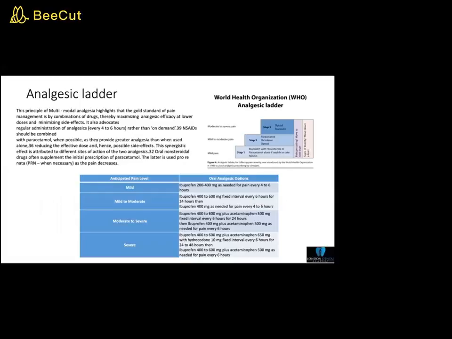So there's an analgesic ladder. If you look at the bottom, it goes on the anticipated pain level from mild to severe and gives you an indication of how much ibuprofen or paracetamol, or even hydrocodone, can be used. A lot of times we're advising patients between 200 to 400 milligrams. Sometimes it doesn't touch it.